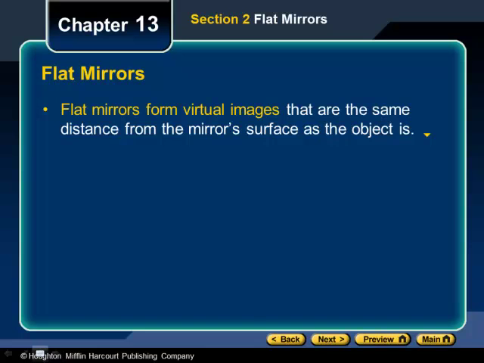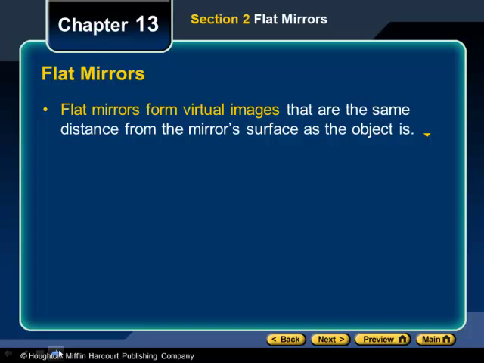Flat mirrors form virtual images, and what that means is that the image is on the opposite side of the mirror from the object. When you look at yourself in the mirror in the morning, you're actually seeing an image of yourself which appears to be behind the mirror. The image will appear to be as far behind the mirror as you are in front of the mirror. This is referred to as a virtual image. It's an image from which or through which no rays of light actually pass.